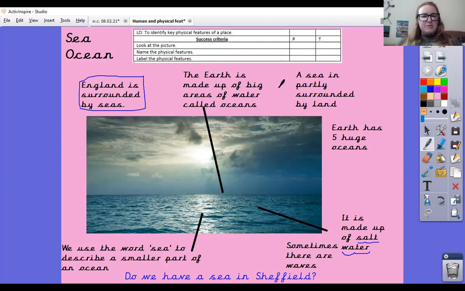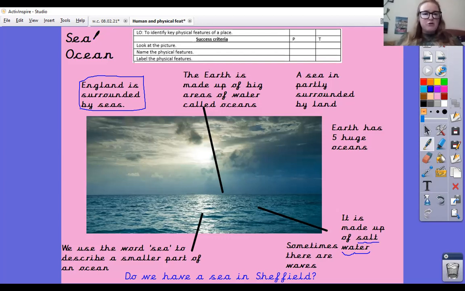The Earth is made up of big areas of water called oceans. We use the word ocean when it's a really big area of water, and we use the word sea when it's near the coast, when it's near land and it's surrounded by a bit of land. So there's the word sea, which is where we say, next to the beach is the sea. The sea comes onto the beach.